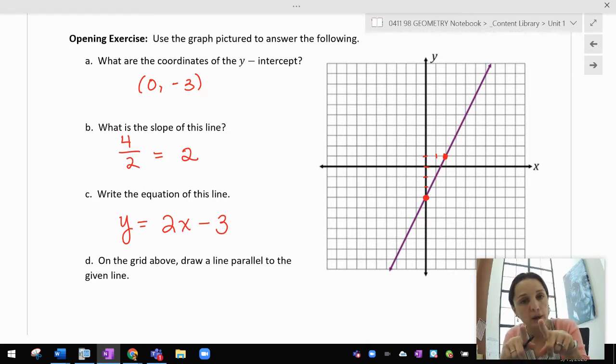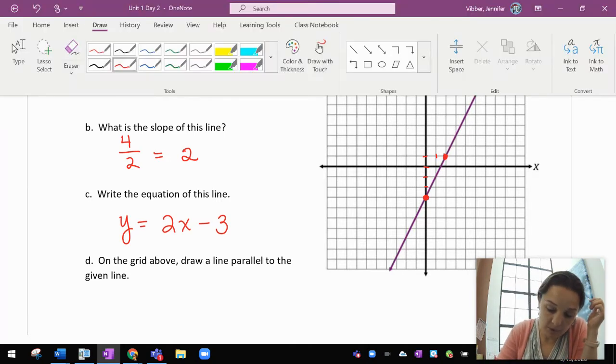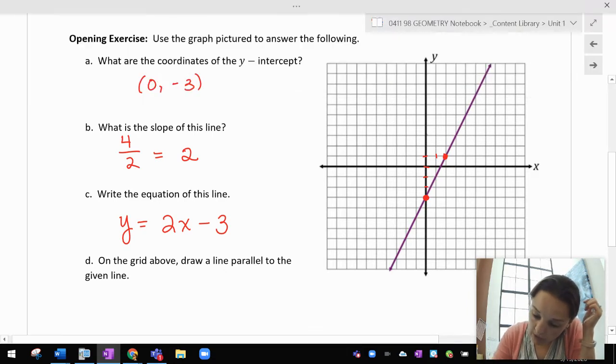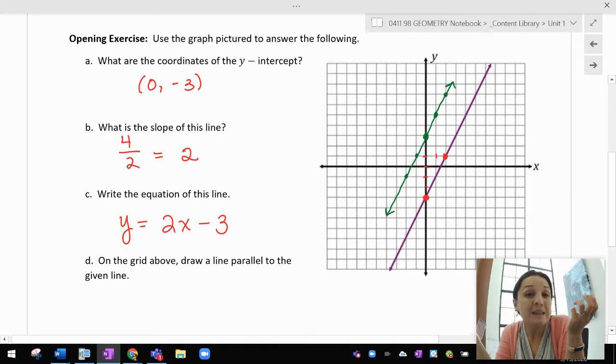On the grid above, draw a line parallel to the given line. We said in the previous video that parallel lines have the same slope. So if I want to draw a line with that same slope, I'm going to get a green point out and start it up here. My slope was 2, which means I go up 2, right 1, or down 2, left 1. I keep saying over 1 when I really mean up 2, right 1, but sometimes I misspeak. So this green line is parallel to the purple line.